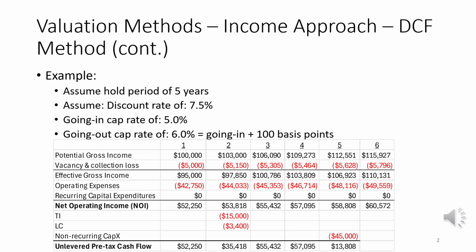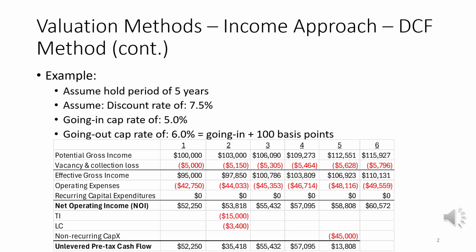So we have projected NOI for 6 periods. We additionally need to pro forma some numbers for TIs, LCs, and non-recurring CapEx so we can get the unlevered pre-tax cash flow for the first 5 periods. And that's what we've done.